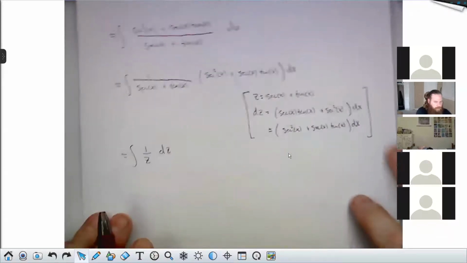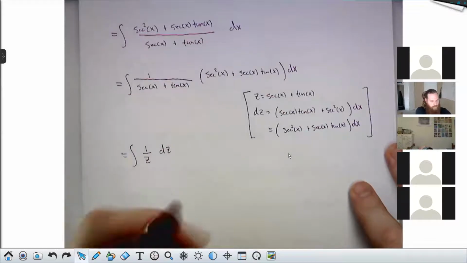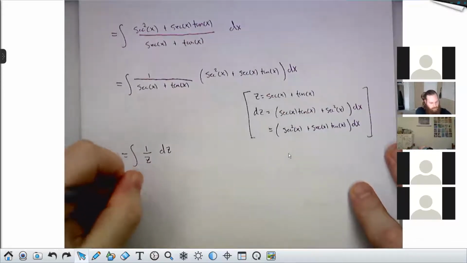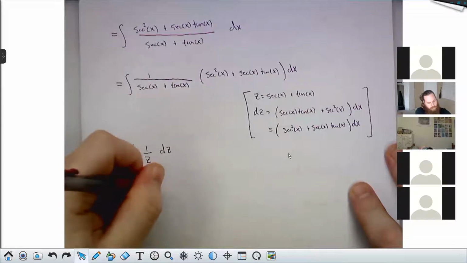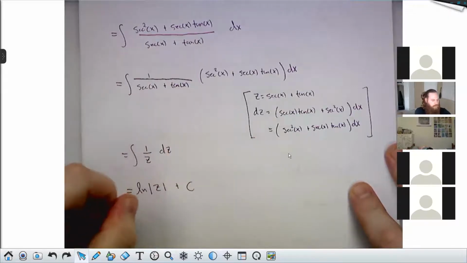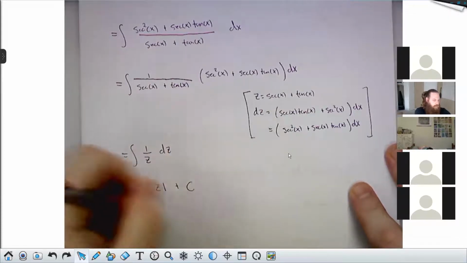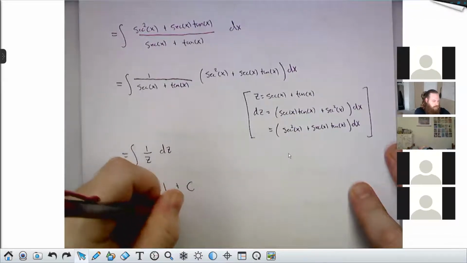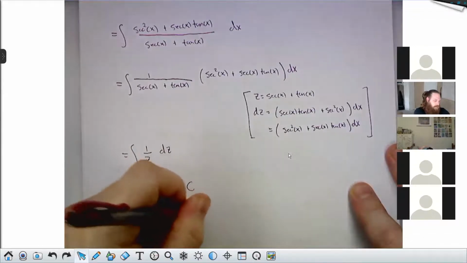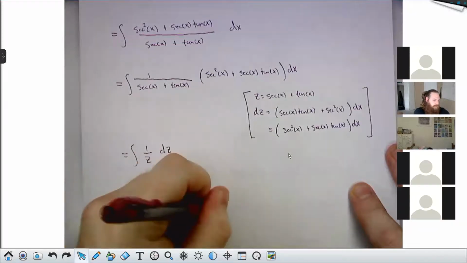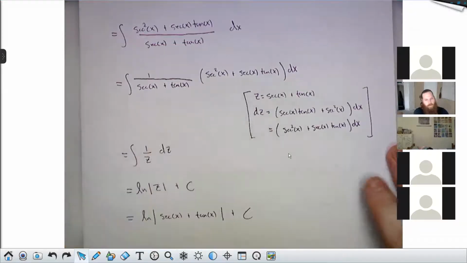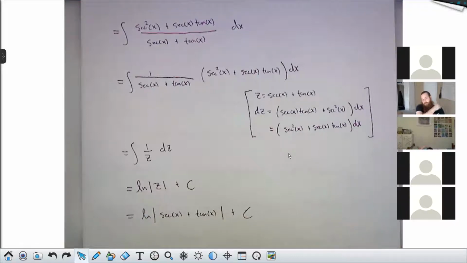And the integral of 1 over z dz is the natural log of the absolute value of z. So this is the natural log of the absolute value of secant x plus tangent x plus c. That's the integral of secant. And this is prerequisite knowledge to discuss any odd powers of secant. I would tuck this one away.